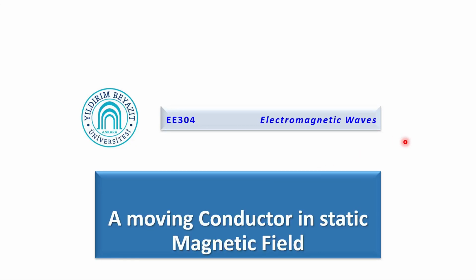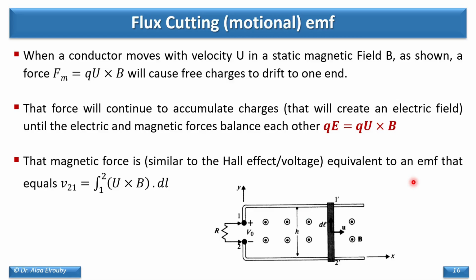Okay, now this is the third part of lecture number 6. It is about a moving conductor in a static magnetic field. So in Faraday's law, what we studied so far is a case where the loop is stationary, not moving, but the magnetic field is varying with time. This is another case where the magnetic field is stationary, like static, but the conductor is moving.